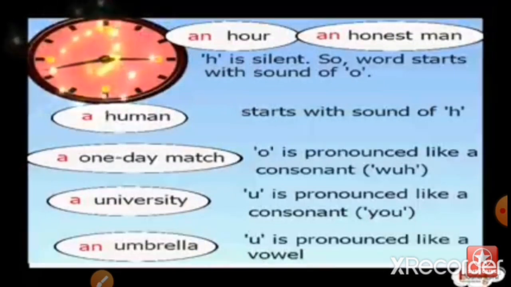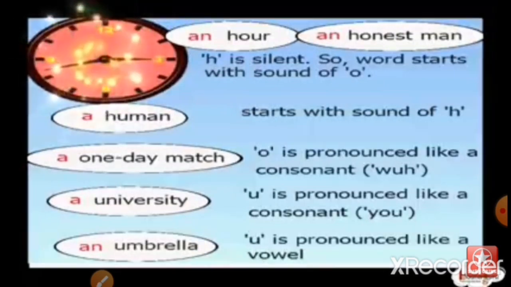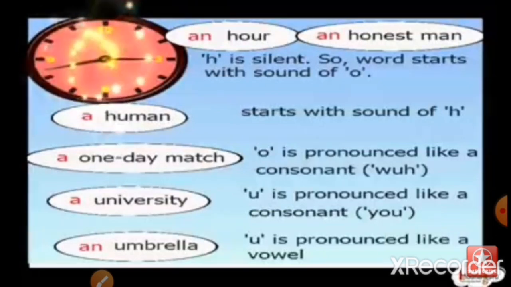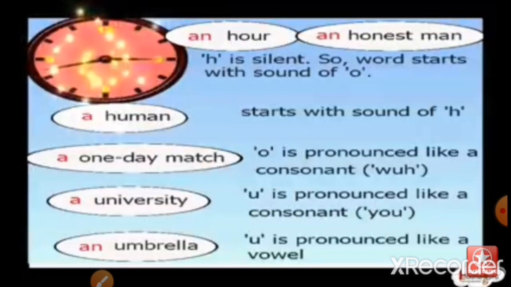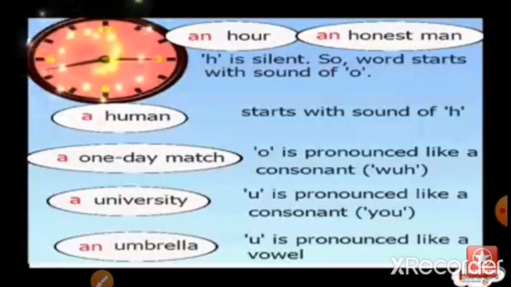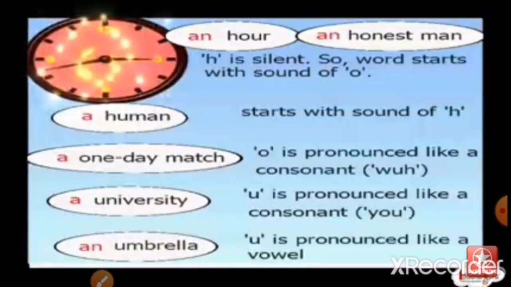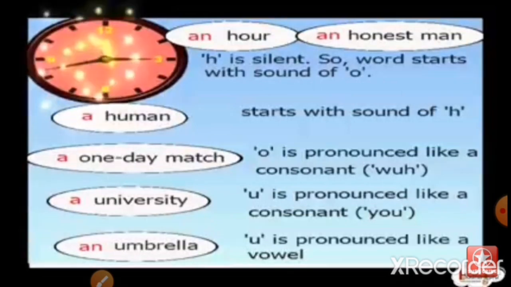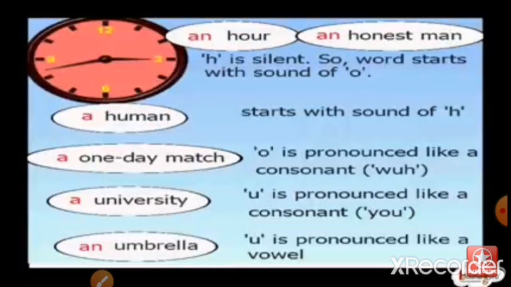Now in the next, a one-day match. So O is pronounced like a consonant, 'wun'. A one-day match. A university. U is pronounced like a consonant, 'yoo'. An umbrella, here U is pronounced like a vowel.